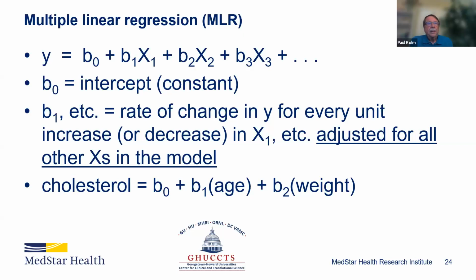So in this case, we're going to look at cholesterol as a function of age and weight. Then the regression coefficient B sub 1 of age is adjusted for weight, and the regression coefficient B sub 2 for weight is adjusted for age. So the interpretation is still the same as far as rate of change, except that now it's been adjusted for however many variables you have in the model.